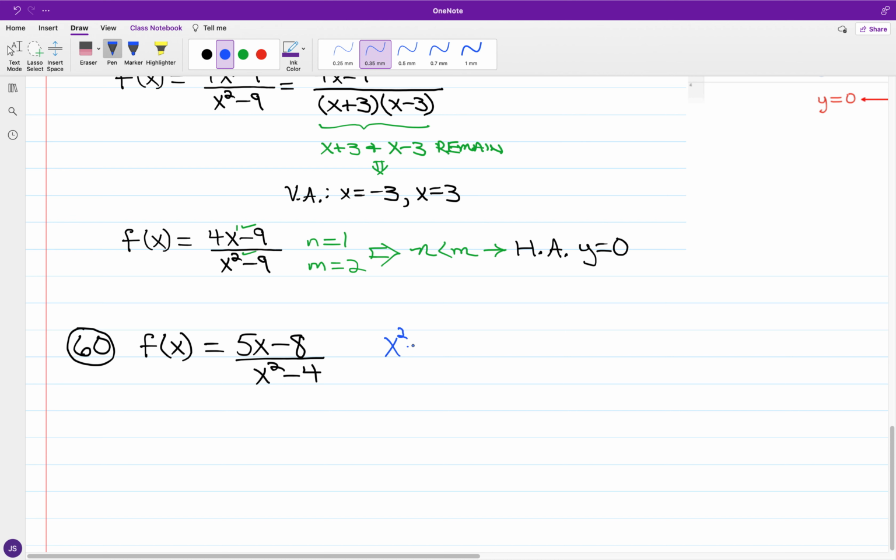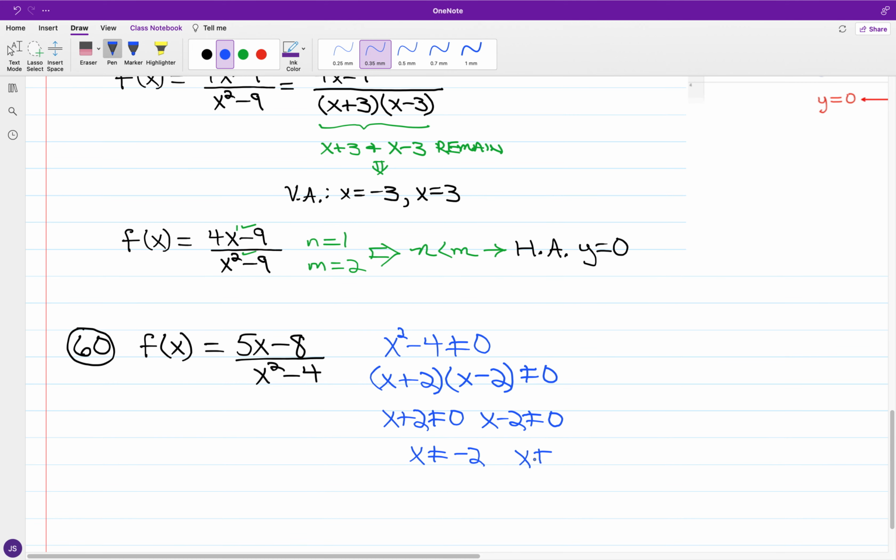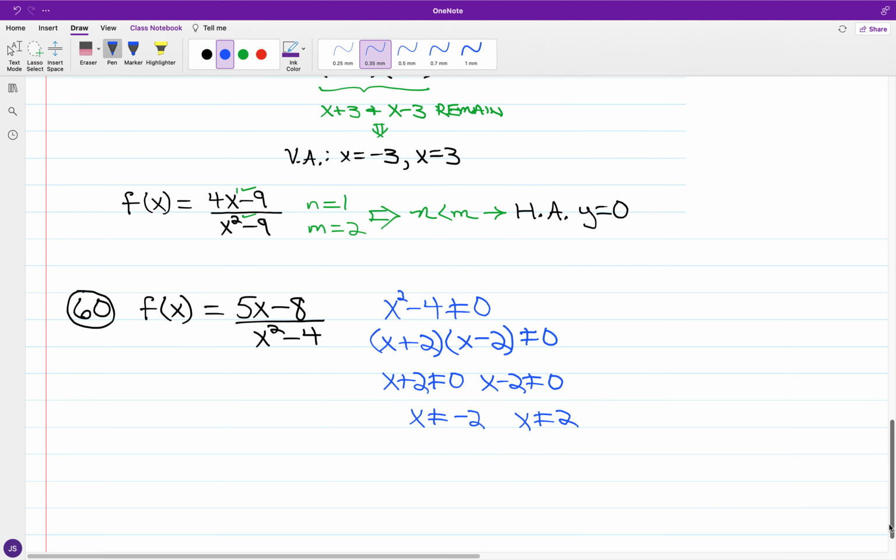Again, the restriction: we have x squared minus 4 cannot be 0. Like x squared minus 9, x squared minus 4 is a difference of squares. Again, the factors cannot be 0. And since the factors are distinct, we're going to have two exclusions from the domain, and they're going to be additive inverses, just like what was the case with negative and positive 3. And for this particular function, the domain leaves out negative and positive 2.